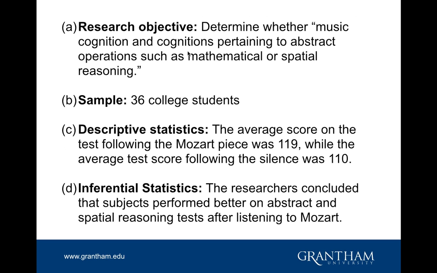Now, the research objective, again, is to determine whether or not music affects your test score or specifically your mathematical or spatial reasoning. And then what they used for the sample was 36 college students. The descriptive statistics, it says for the 36 college students, the average score was 119 after they listened to the classical music. But when they didn't listen to music, the average score was 110. And this is based only on the college students.